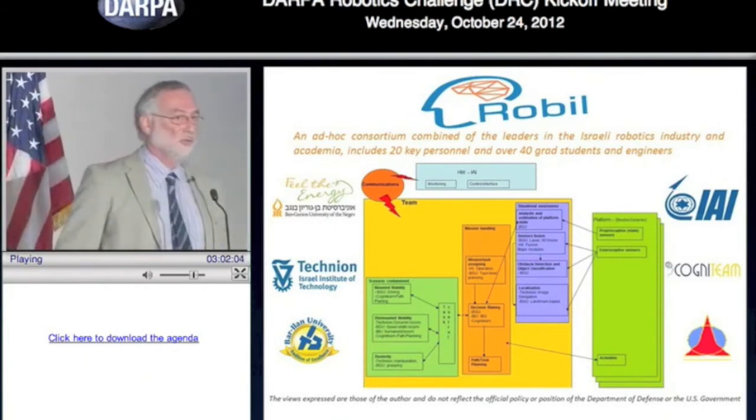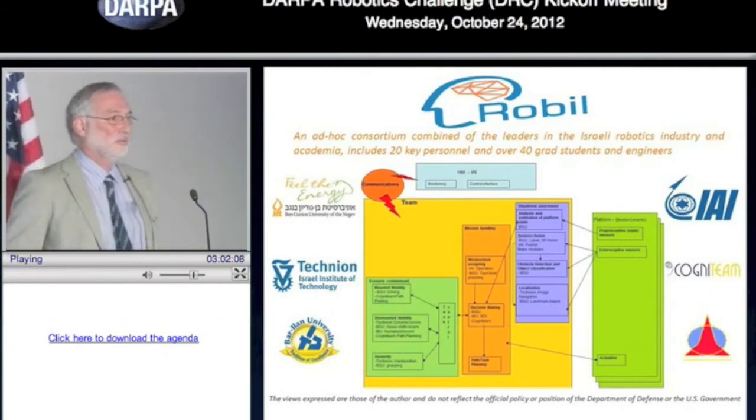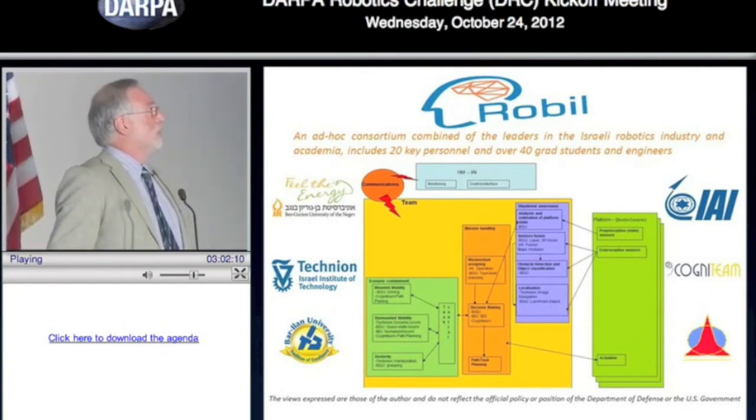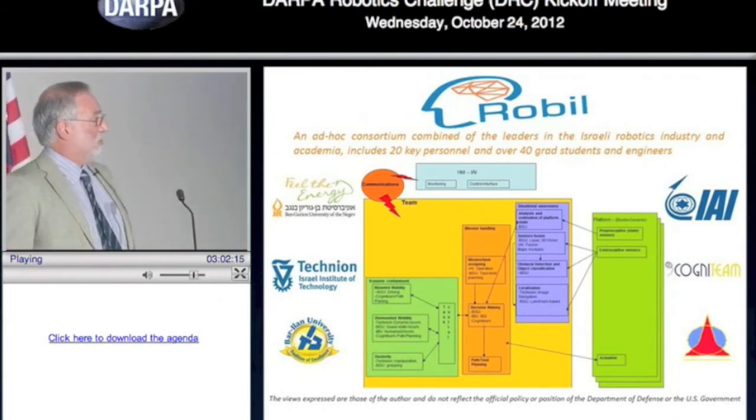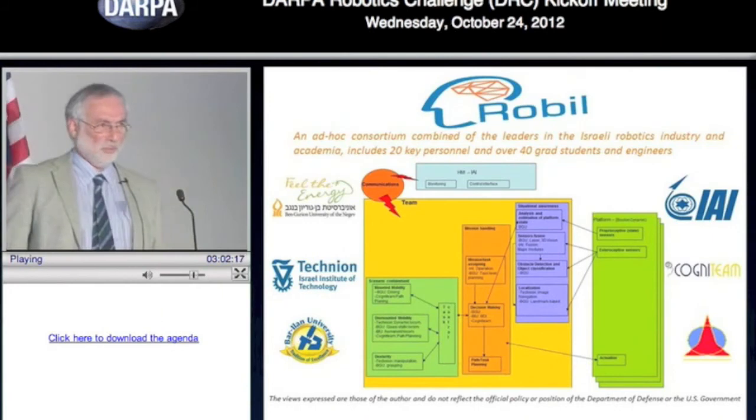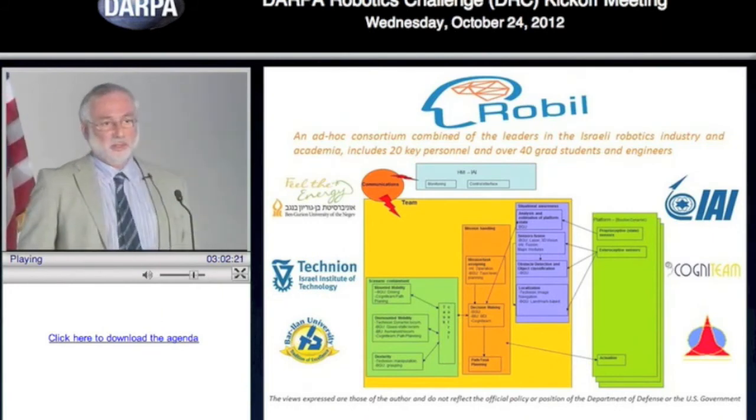Hello, my name is Hugo Guterman. I'm the leader of the Robotics team. The Robotics team is a consortium that includes three leading universities in Israel and 2 companies. There are a total of 20 PIs and 40 students in this effort.